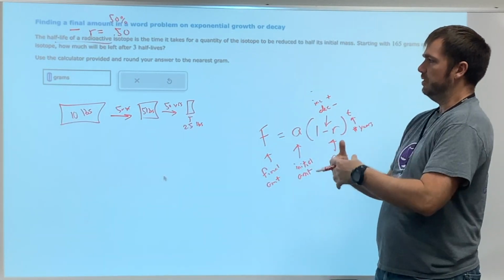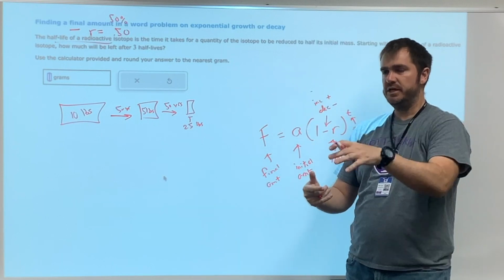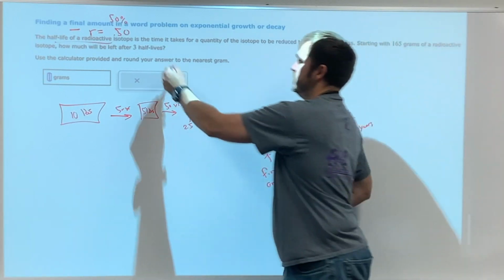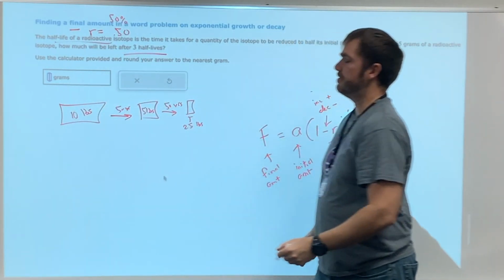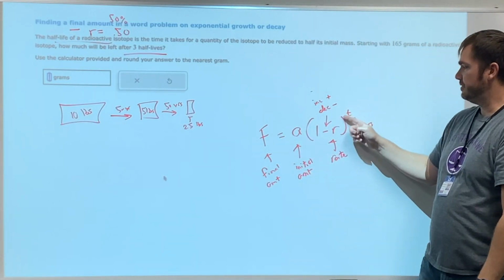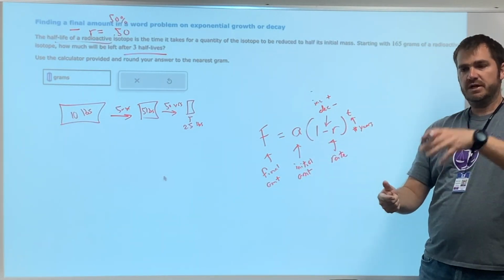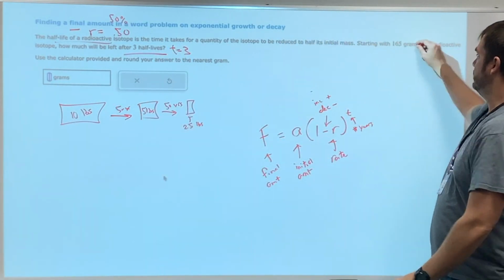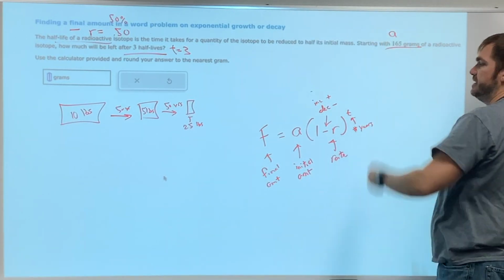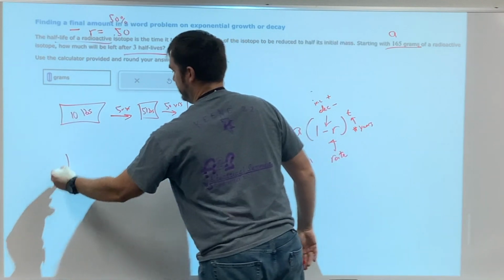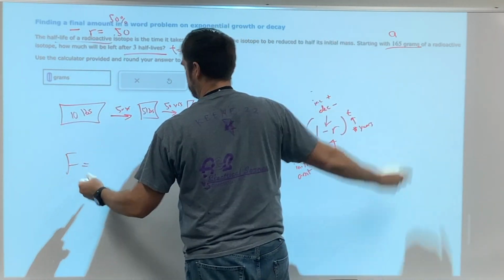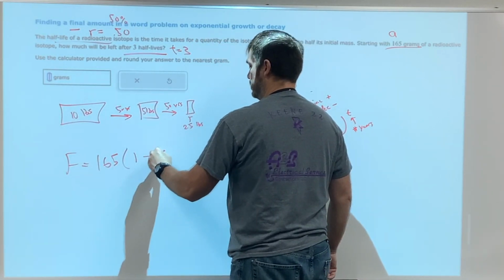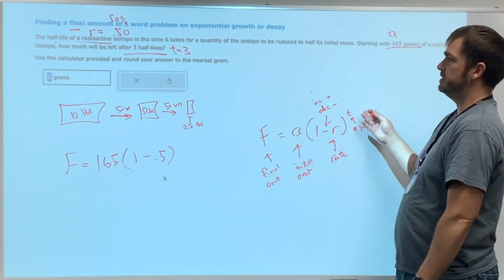Now, since instead of having years, we want 3 half-lives. That's going to be our T value. So that's the number of times it's compounded. So T is equal to 3, and our initial amount, 165 grams. That's the A. It's the exact same formula. The final amount is equal to the initial amount, 165, times 1 minus 0.5 raised to the power of 3.